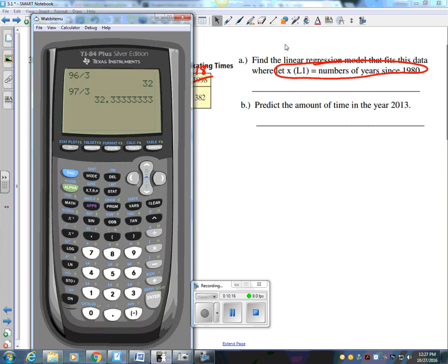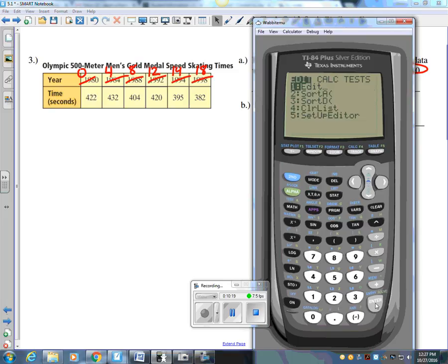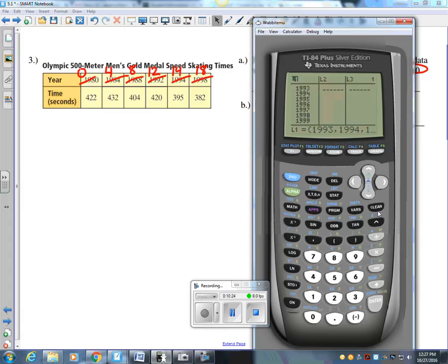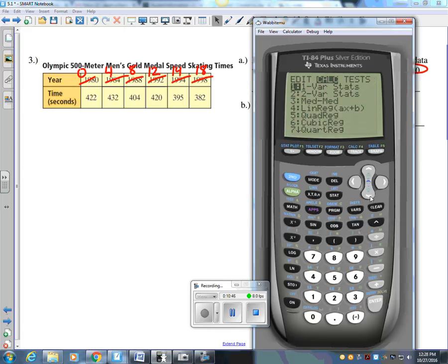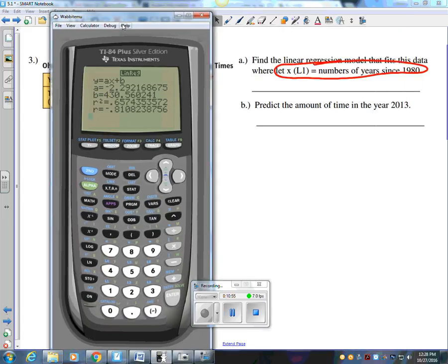So in the calculator, I'm going to go to Stat, Edit, clear out what's in there. So I'm typing in 0, 4, 8, 12, 14, and 18, then 422, 432, 404, 420, 395, and 382. Stat, calc, number 4, enter. All right, let's go 3 decimal places.